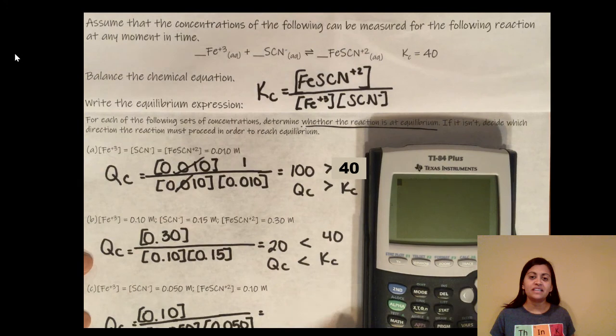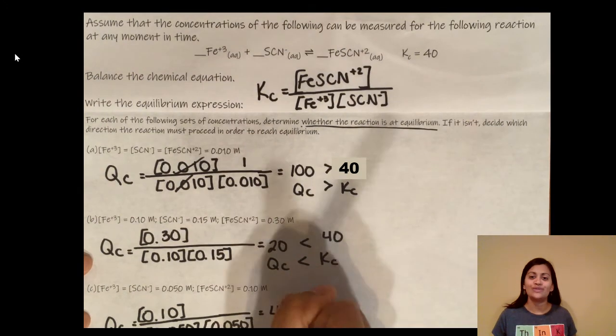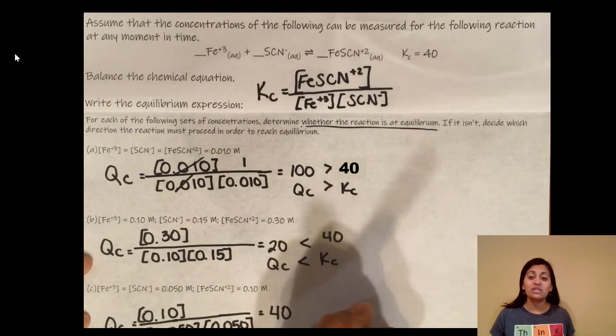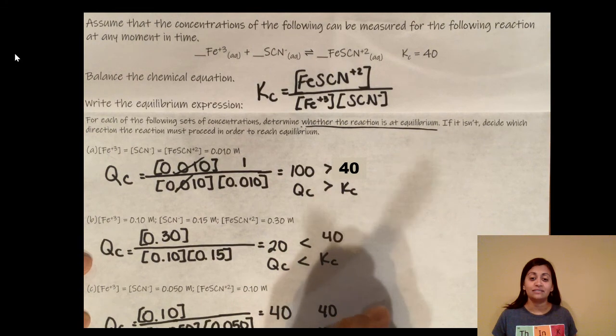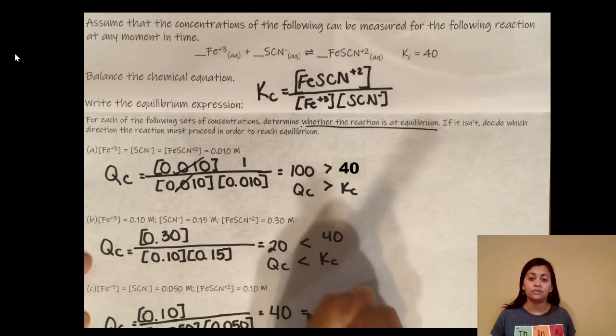We end up seeing that QC is equal to 40, which is going to be the same thing as your KC. So they're both going to be equal.